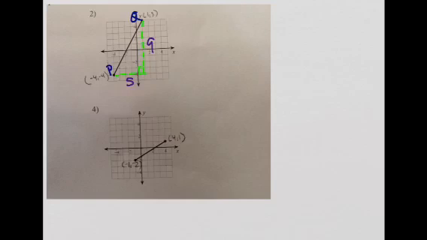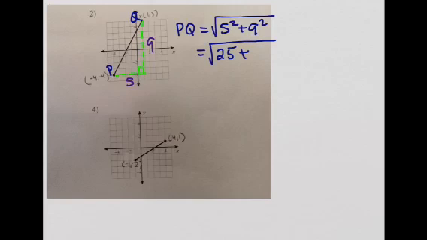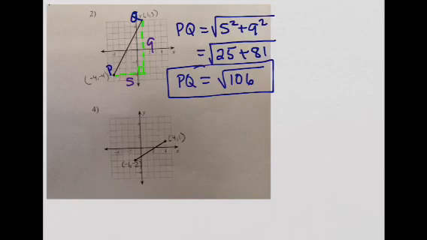So PQ equals the square root of 5 squared plus 9 squared. So that's 5 times 5, 25. 9 times 9, 81. We add them together, it's going to be 106. Later on we're going to simplify radicals, but for now we'll just leave it like this. Some of them may simplify, some don't, so we'll just leave it here for now.